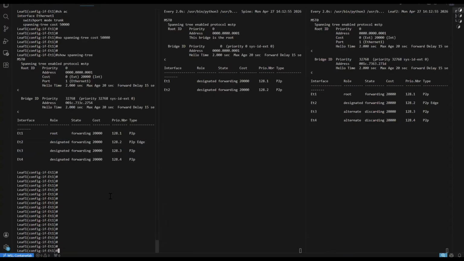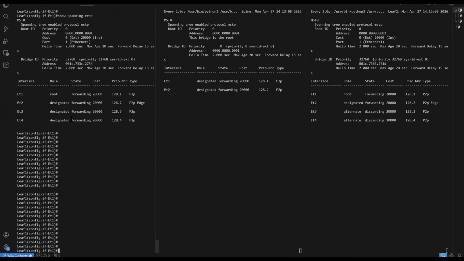Let me run show spanning tree again. Let's only focus on leaf 1 and 2, not on the spine at the moment. If you compare the cost, both leaves have a root cost of 20,000, so there is a tie. Next is the bridge ID. Both switches have the same bridge ID, so again a tie.